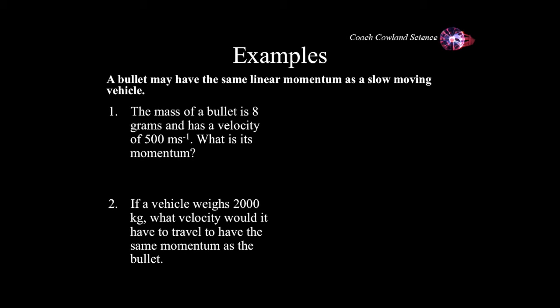So here, let's do some examples. The mass of a bullet is 8 grams and it has a velocity of 500 meters per second. What is its momentum? Part 2: if a vehicle weighs 2,000 kilograms, what velocity would it have to travel at to have the same momentum as the bullet we talked about in the first part?